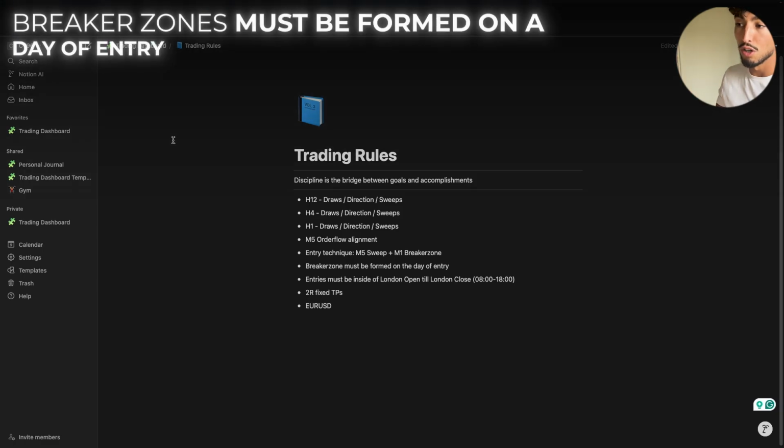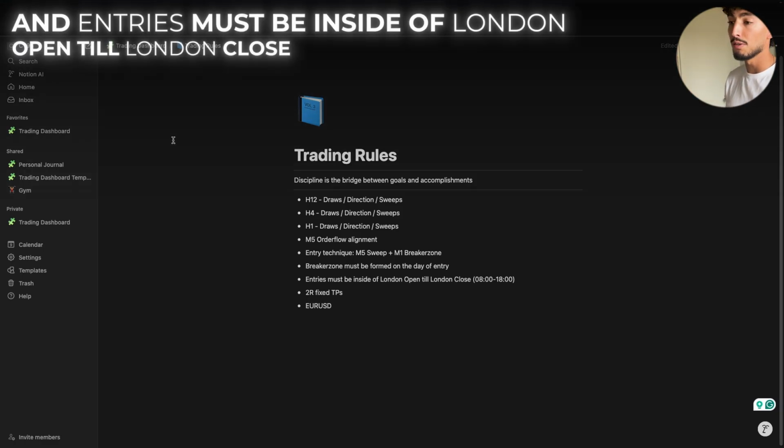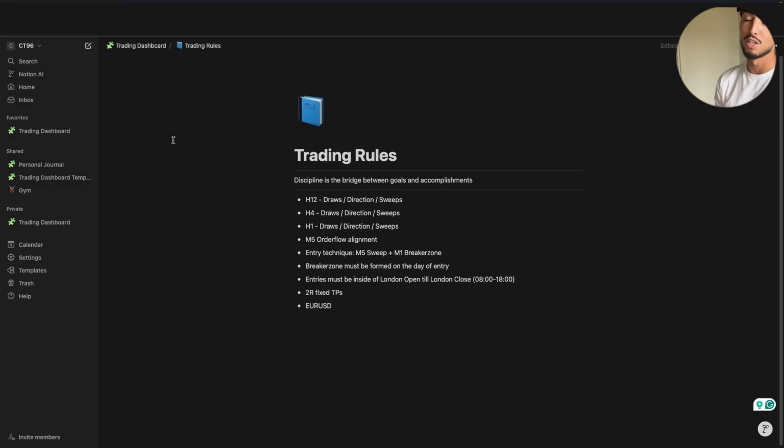For H1 also draws, direction, and sweeps. They're very important. All my trades have to be in line with M5 order flow. I will show you an example later of that.